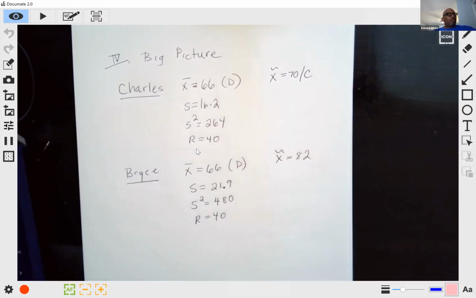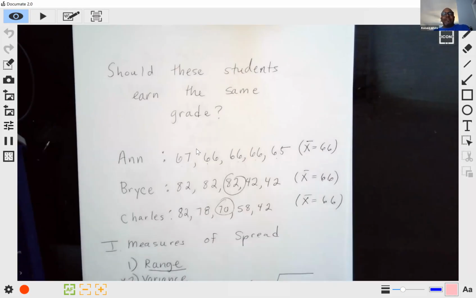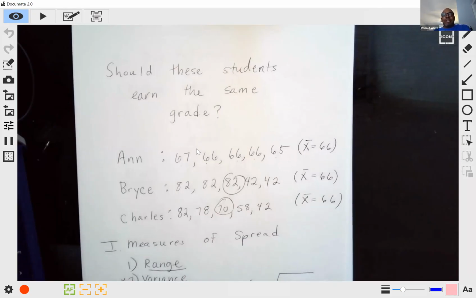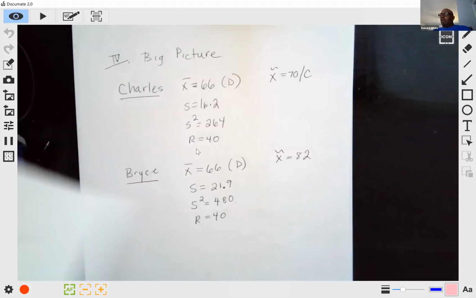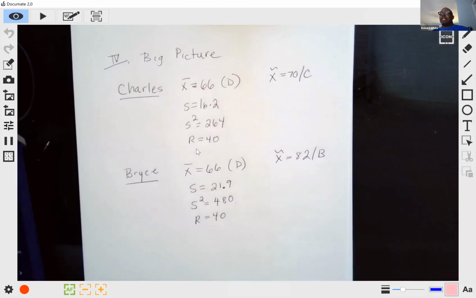Look at the distribution of grades. I'll show it to you again. The middle number, 82 and 70, that's the median. It splits the data set, the number that falls directly in the middle, which means Bryce should get a B and Charles should get a C, and Ann, we already established, should get a D.